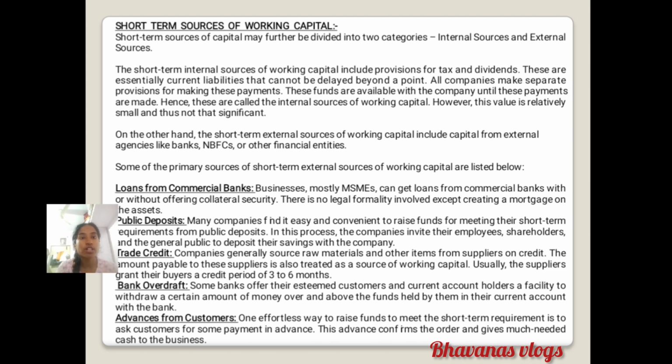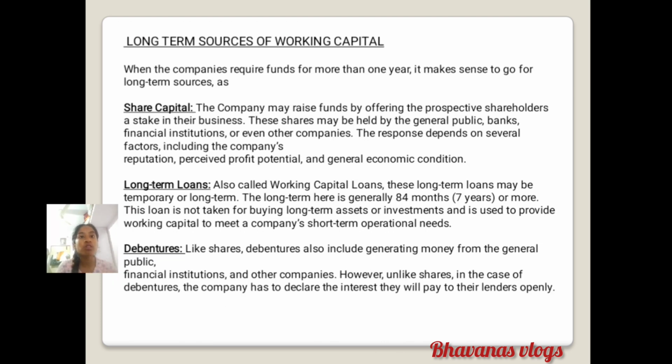Hope you understood the short-term sources of working capital, both internal and external sources. And the next one was long-term sources of working capital. When companies require funds for more than 1 year, it is called long-term sources of working capital. Here I listed 3 sources: share capital, long-term loans, and debentures.